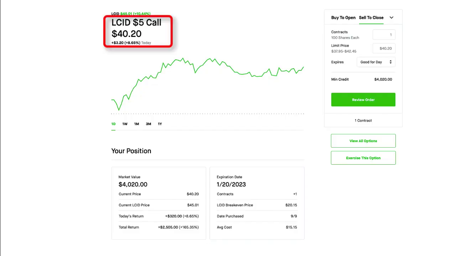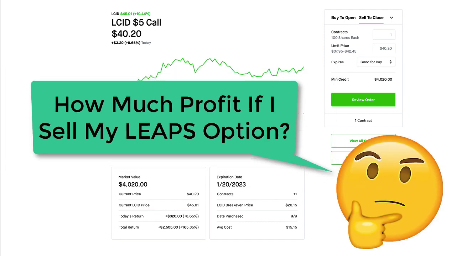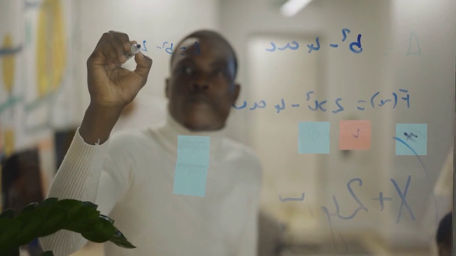Now let's fast forward to November 11th, 2021, 63 days after I purchased the LEAPS option. Here we can see the current price for the LEAPS option for stock symbol LCID with the $5 strike price and the expiration date of January 20th of 2023. This option contract is currently worth $40.20. So if I sold my LEAPS today, would I make a profit? So let's look at the numbers and walk through the calculations.